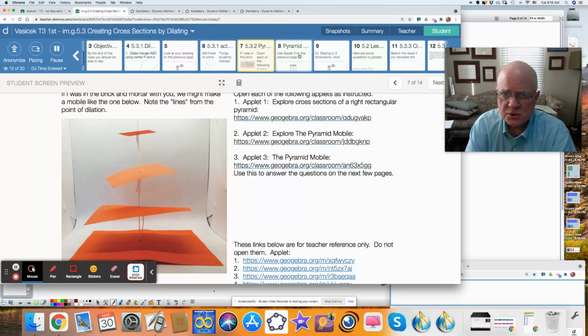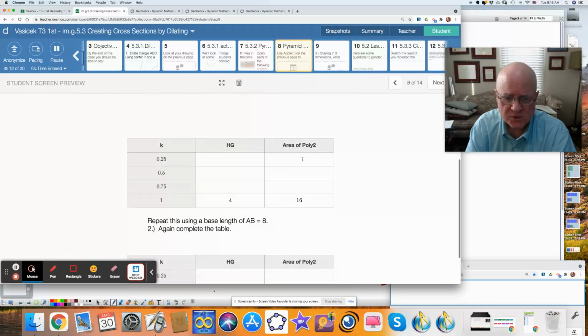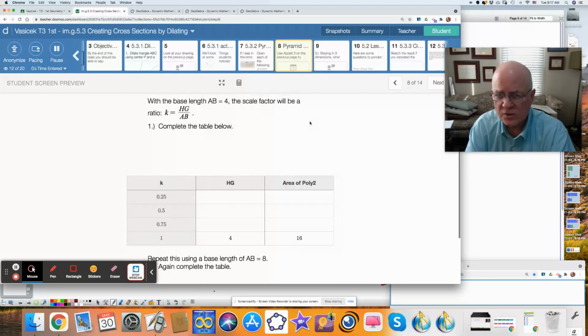There are some questions that you're supposed to answer on this. First of all, one is to fill out this table where you see what the scale factor is, how long h could be, what the area is. And the thing I want you to notice is that the area is proportional to the scale factor k squared. That's the big idea.